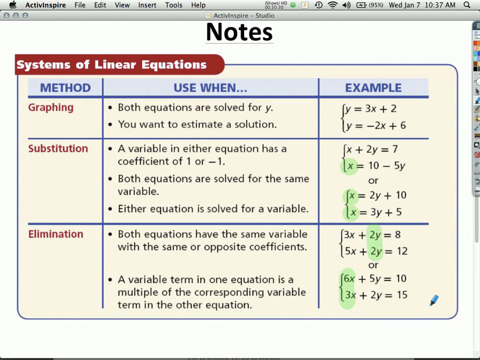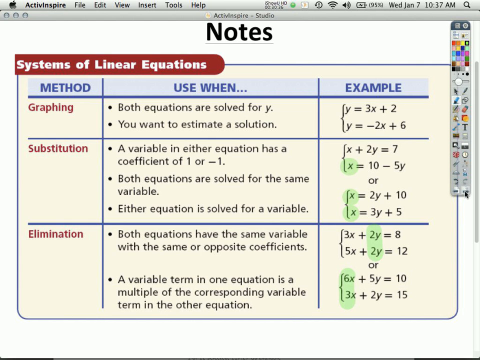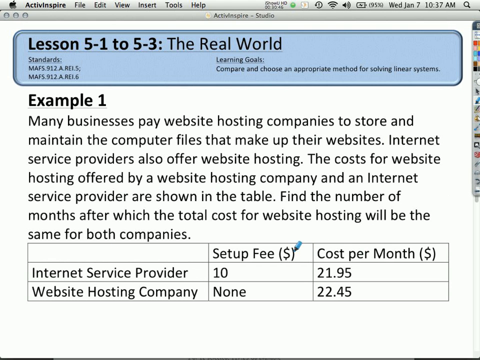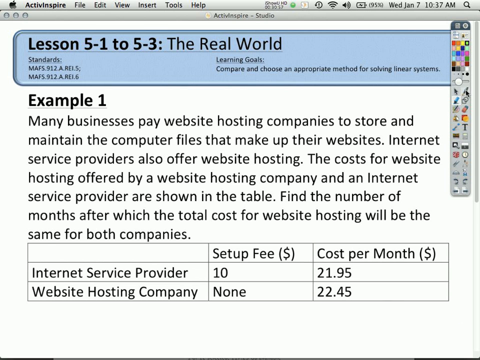But I want to spend a good amount of time today going over how to apply this to a real scenario. So now we're going to look at a real example. You do not have to copy the text of this question, but you do need the table of information that we're going to use. But of course you need to read the question, so read it to yourself and then copy down the information we need. And then we are going to work as a whole group.